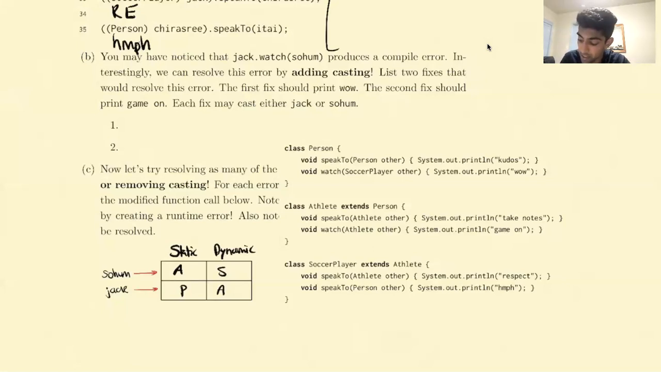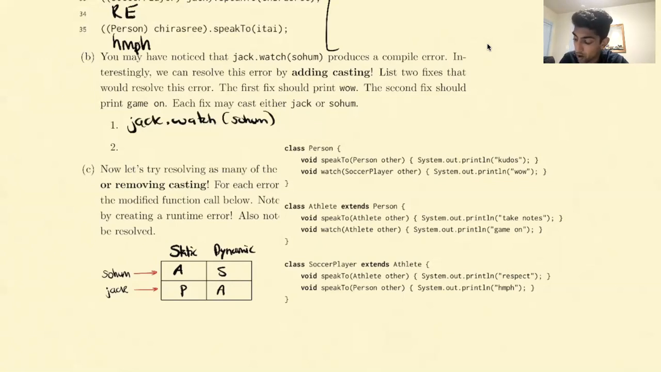Okay, so just to reiterate, what we're doing is we have jack.watch(Sohum), right? This is a method call that currently produces a compiler error. What we want to do is make this work, to either print out "wow" in part 1 or "game on" in part 2, and we're going to fix it by adding casting, okay?